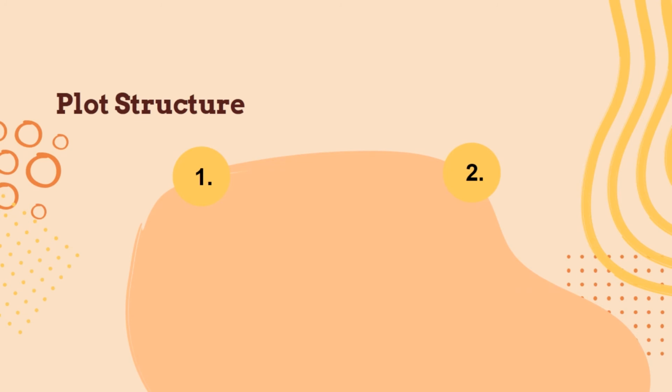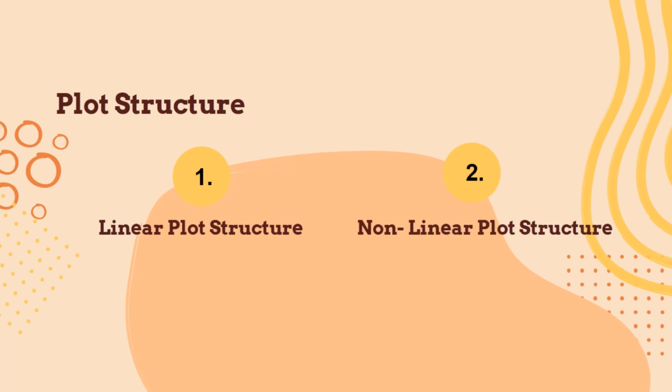There are also different structures of a plot. It can be a linear plot structure or a non-linear plot structure. If it is a linear plot structure, the story unfolds in a chronological order. A linear plot consists of a series of events that have a clear beginning, middle, and end.